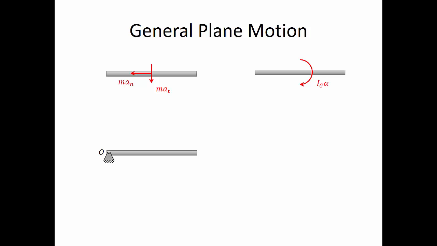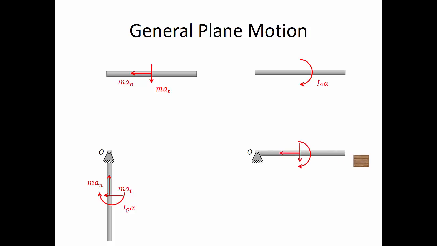For example, maybe we have a rod that's pinned at one end. If we look at just the translation of that rod, it moves along the circular path. But we also have rotation that occurs to get the rod to the point where we would expect it to be. And we represent the rotation with the mass moment of inertia times the angular acceleration. If we put all of it together, then we can represent that general plane motion by drawing at the center of mass our tangential acceleration, our normal acceleration, and the rotation.